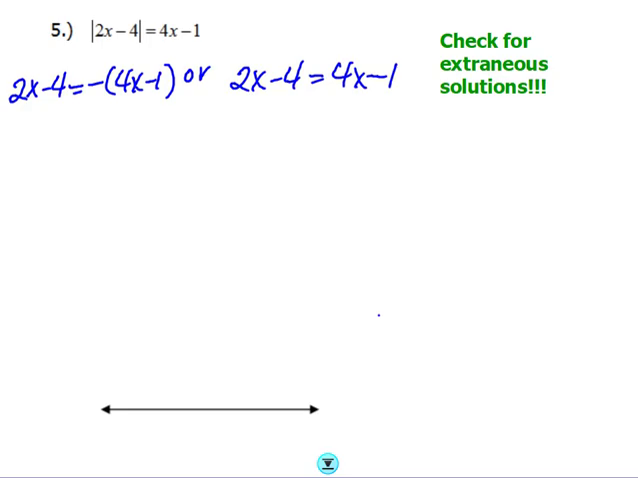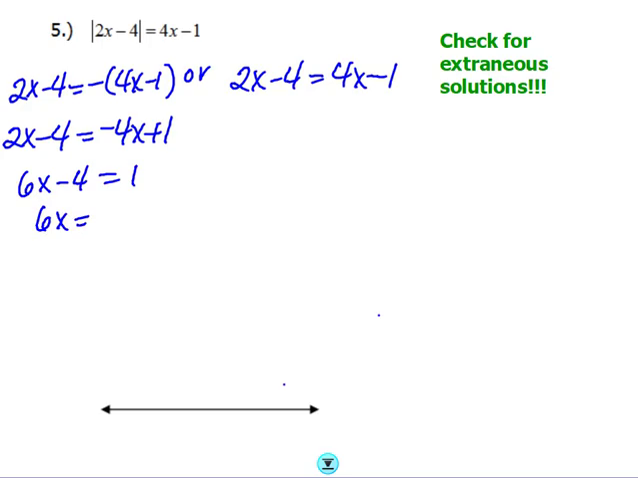All right, let's solve both equations. So we got 2x minus 4. Distribute the negative, so we get negative 4x plus 1. All right, solve for x. I'm going to go left with my x's, so I'm going to add 4x to 2x and get 6x. Add 4. 4 plus 1 is 5, so x is equal to 5/6.